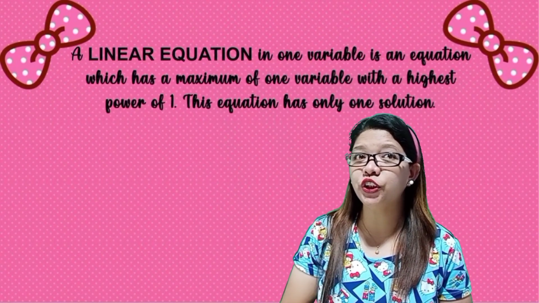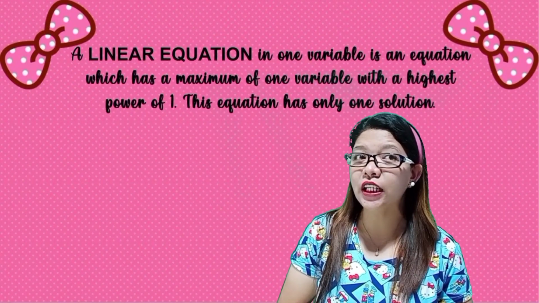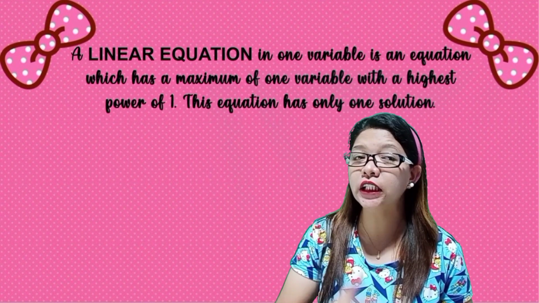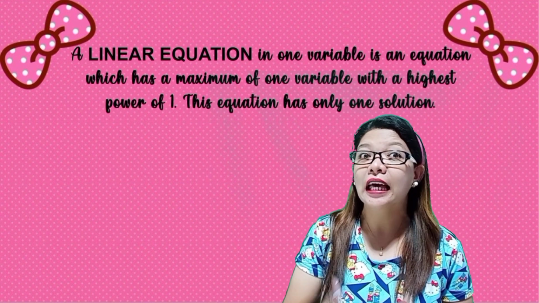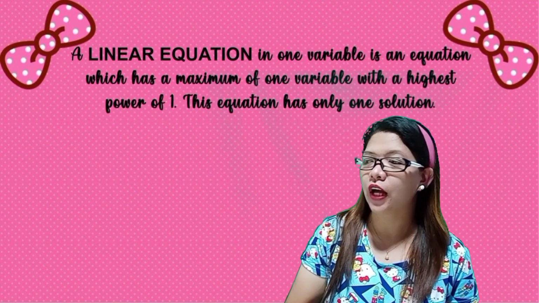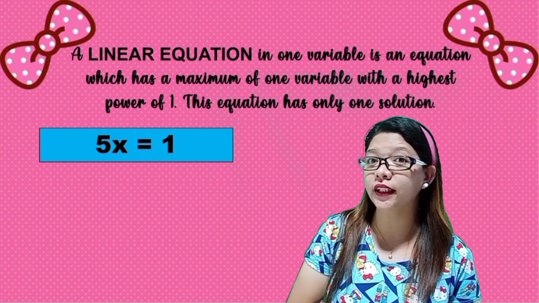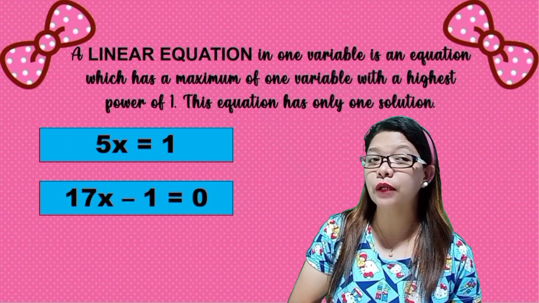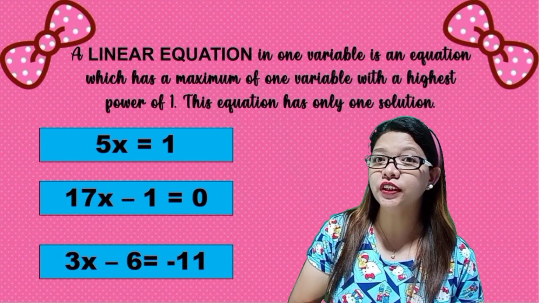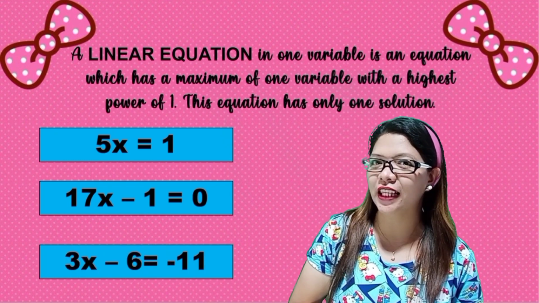A linear equation in one variable is an equation which has a maximum of one variable with the highest power of 1. This equation has only one solution. For example, 5x equals 1. 17x minus 1 equals 0. 3x minus 6 equals negative 11.